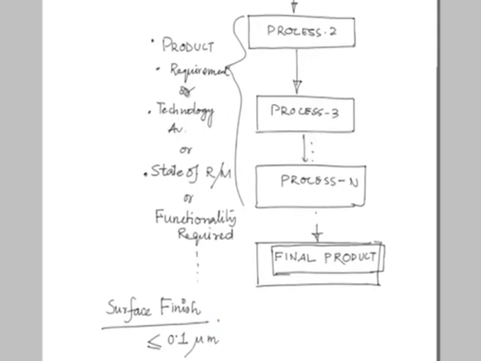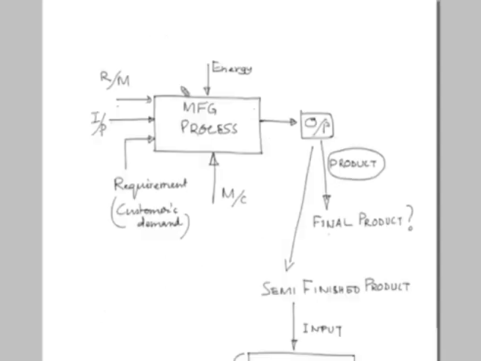Now, the thing is that my process 1, through which it came, may be capable of producing a surface in the range of 1 micron only. That means the capability of the particular resource or machine I am using at that stage is to produce a surface having a surface roughness or surface finish of 1 micron only.